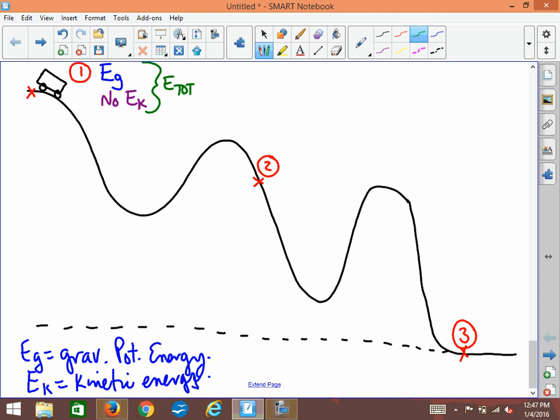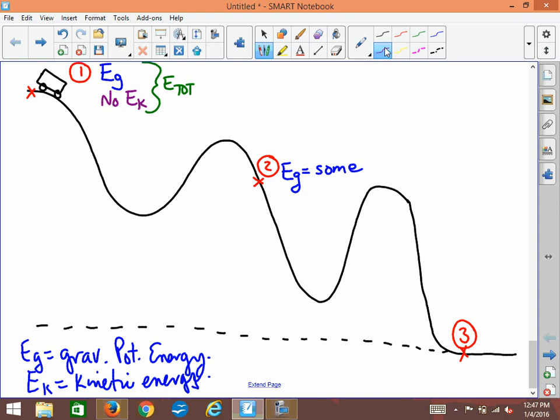At position number 2, because you have gone down a little bit, you don't have the same amount of Eg anymore. Your gravitational potential energy is less because it's related to your height, how high you are. But you still have some height. So Eg, some, and now the car is also moving.